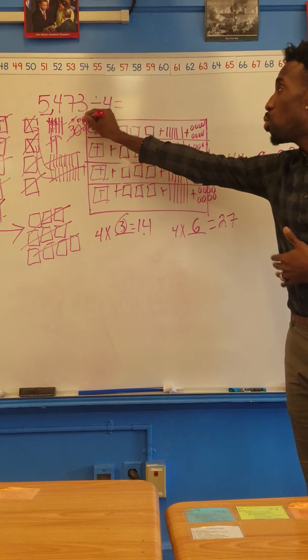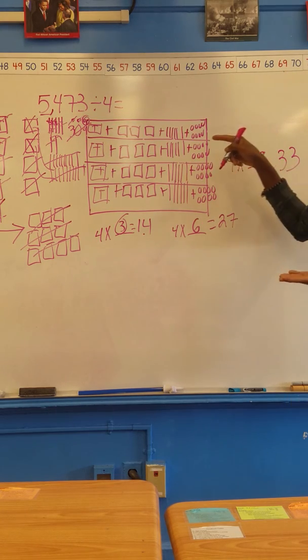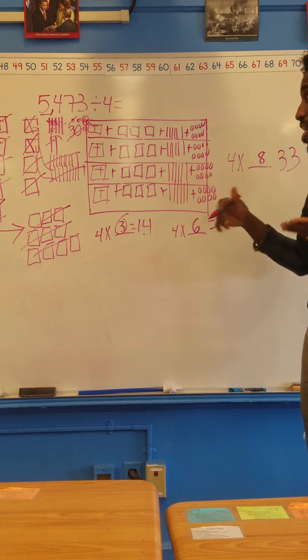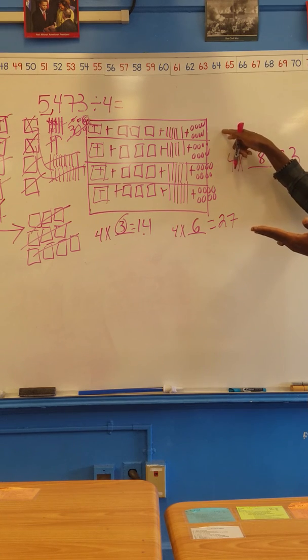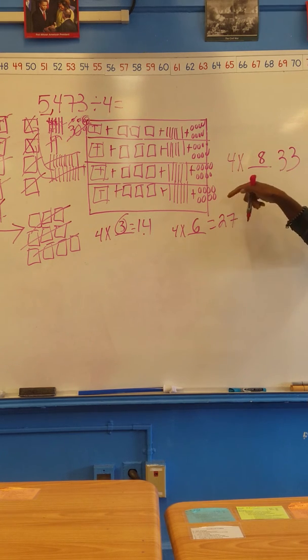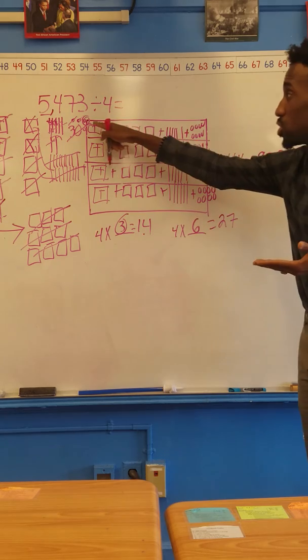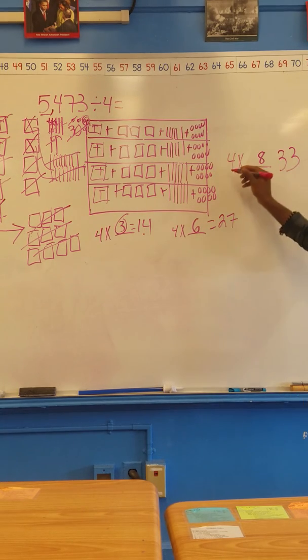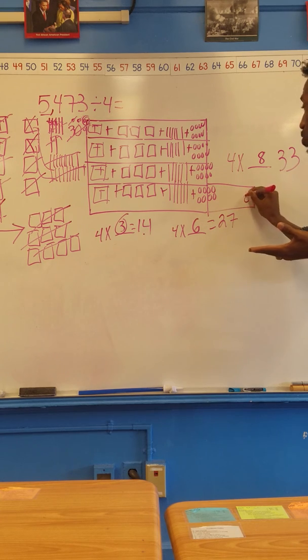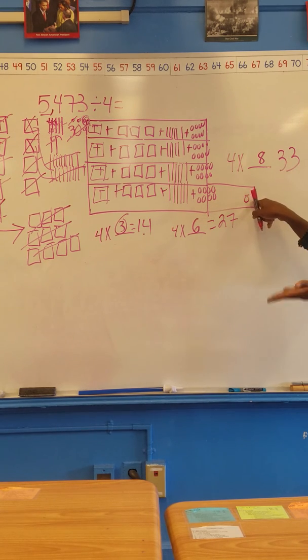Now I have 1 1 that's still left over. I know that I cannot share out 1 1 amongst my 4 groups evenly, and I can't regroup. So this 1 is just what's left over, and I'm going to draw a nice little box over here and put that little 1 in here, because it's left over.